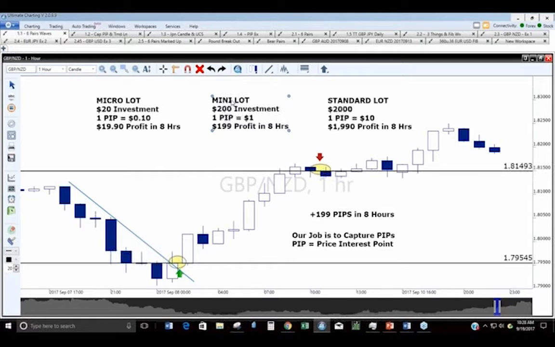Think of buying stock: if you buy 1 share or 100 shares, you just push a button, and it's the same background. This is why people are so attracted to the Forex market, because it's the same work for a micro lot, a mini lot, or a standard lot. You just get better at it and you make more money at it.